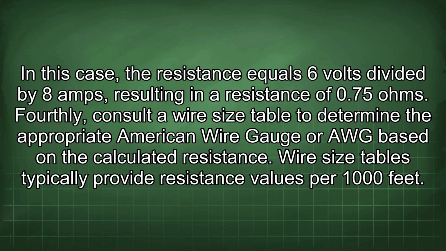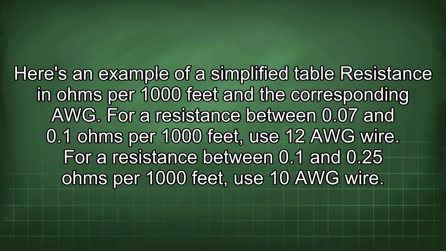Fourthly, consult a wire size table to determine the appropriate American wire gauge, or AWG, based on the calculated resistance. Wire size tables typically provide resistance values per 1000 feet. Here's an example of a simplified table: resistance in ohms per 1000 feet and the corresponding AWG. For a resistance between 0.7 and 0.1 ohms per 1000 feet, use 12 AWG wire. For a resistance between 0.1 and 0.25 ohms per 1000 feet, use 10 AWG wire.